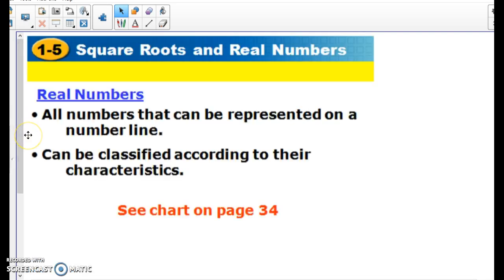Alright, real numbers. Okay, so it could get kind of confusing with all the different kinds of numbers. So real numbers are numbers that can be represented on a number line and can be classified according to their characteristics. Okay, so basically every number is going to be a real number. Real numbers are pretty much anything.